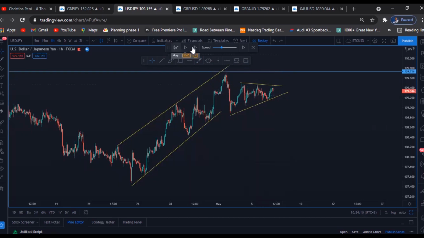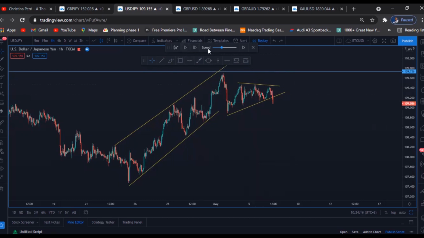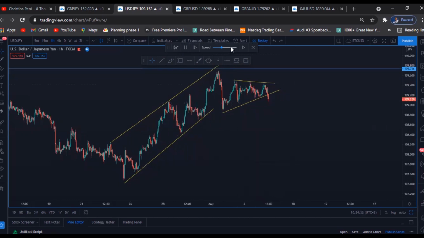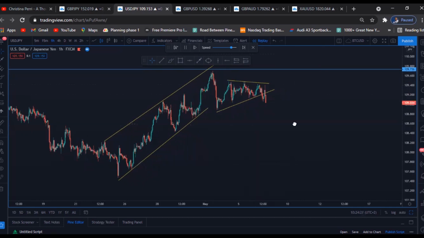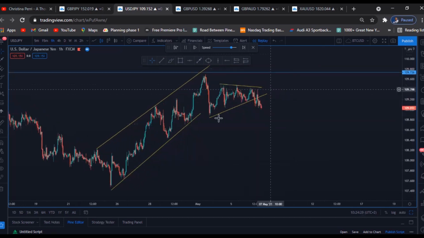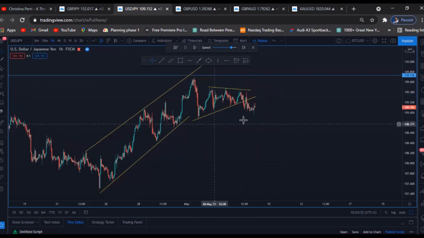Let me click on the continue replay button. Let me click on the play button so you can see that price is now playing. Let me speed it up a bit more. You can see that price is now playing here. It's now forming some sort of a consolidation. Let me adjust my trend line here as we move along.